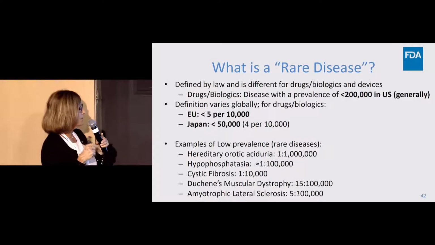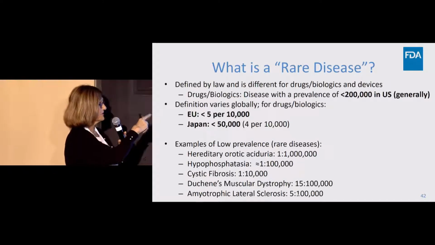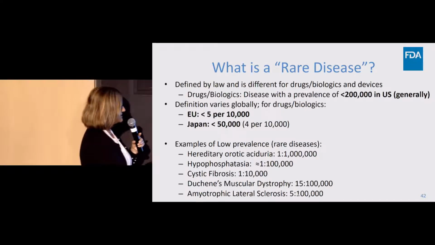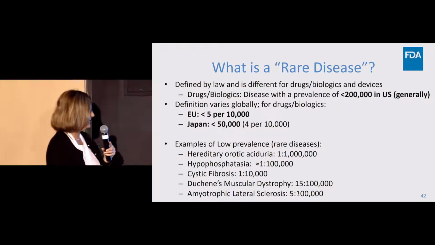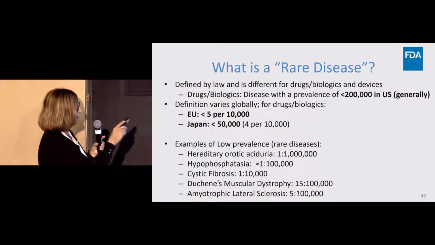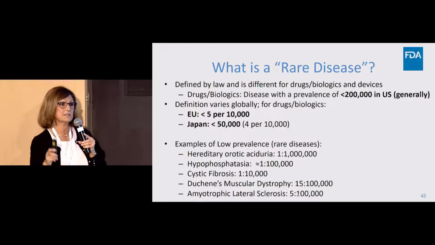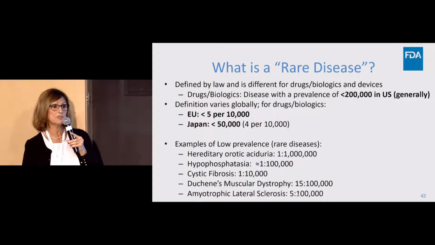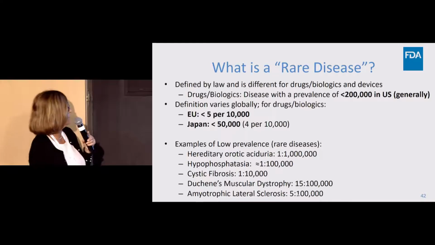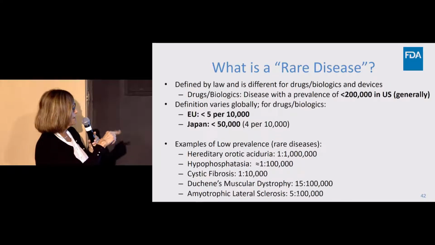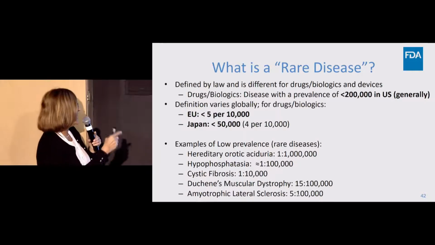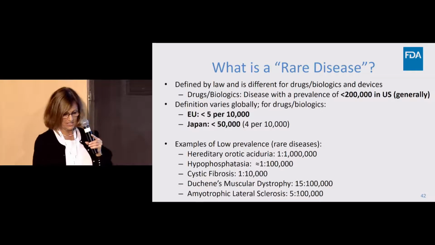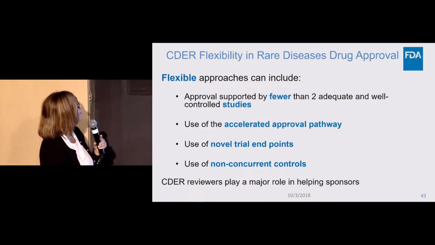And there are different examples of low prevalence rare diseases. Some of those are better known: cystic fibrosis, Duchenne muscular dystrophy, and ALS. But I'm going to be talking about the flexibility that the FDA used to approve 2 drugs in 2015 for hereditary orotic aciduria, which is a very rare disease. You may consider it an ultra-rare disease, and also for hypophosphatasia in my next slide.